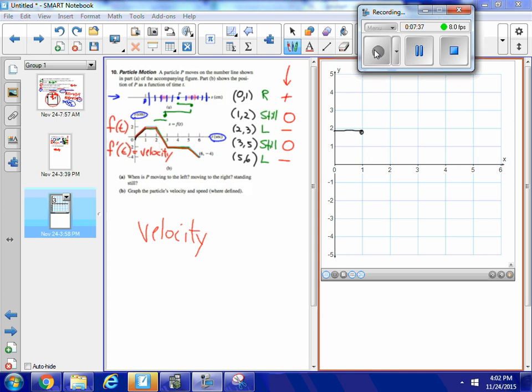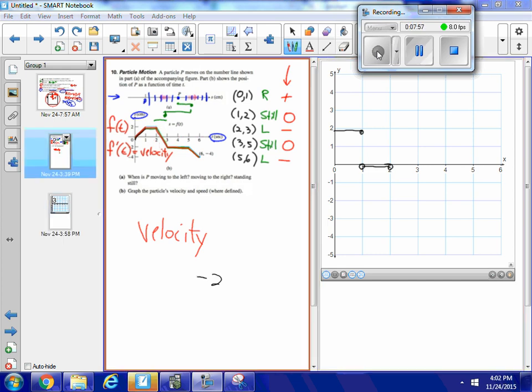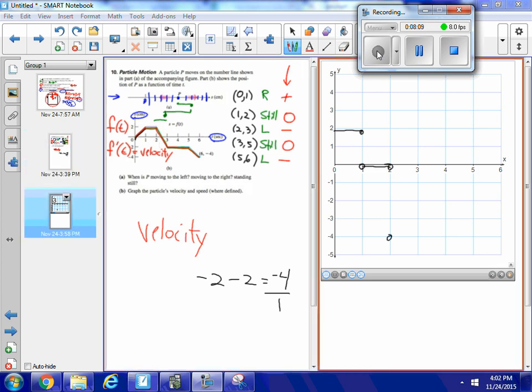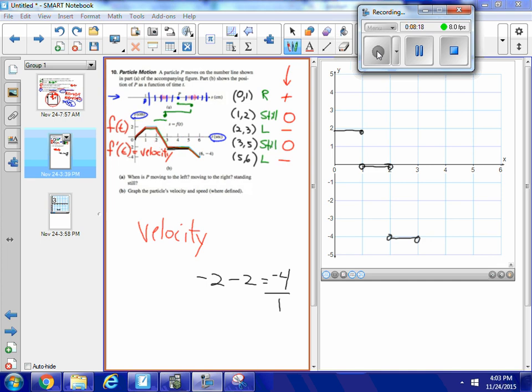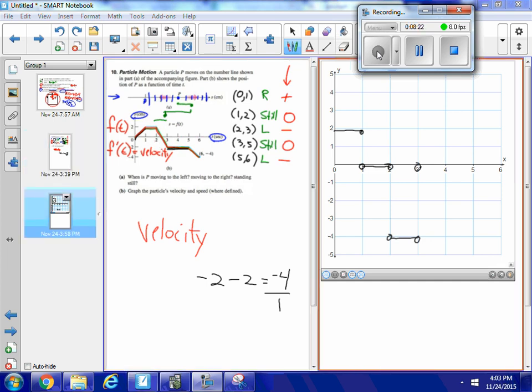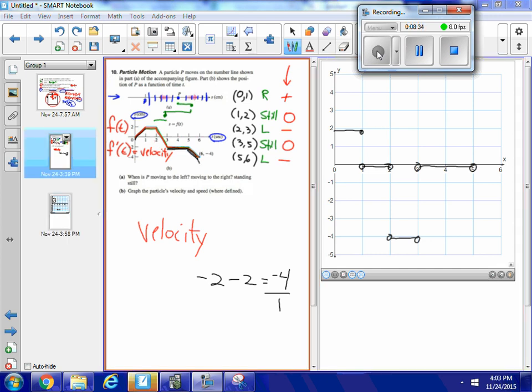So my graph looks like that. From 2 seconds to 3 seconds, I've gone from +2 to -2. So my rise is -4, and that's over 1 second. So from there, my slope is -4. You see this piecewise function kind of developing here. Now from 3 to 5, again, here on the left-hand side, I was going at a rate of 0. So from 3 to 5, my derivative is 0. And from 5 to 6, I was going from -2 to -4. So that looks like it would be a slope of -2. This would be the graph of my velocity.